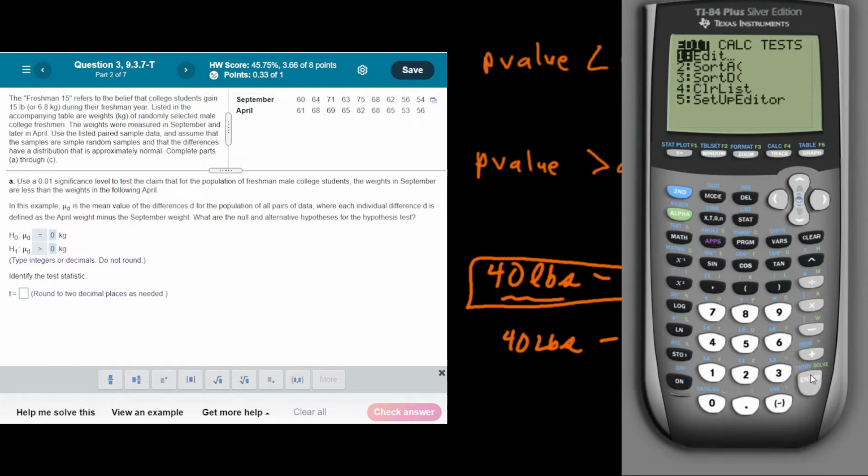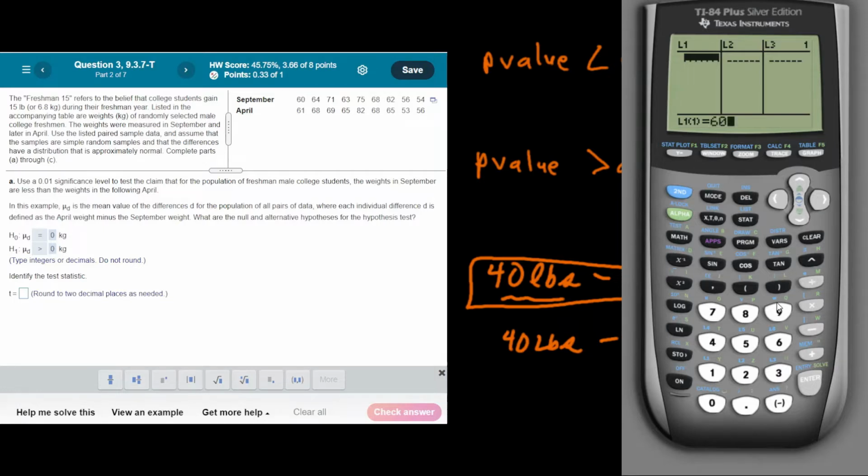You can go to stats, you can go to edit, and if there was anything in here, like let's say a 9, you just go all the way to the tippy top, and you can hit clear and hit enter, and it'll do it for you. Okay. So anyway, what do we have here? Go ahead and put everything in for September and April.